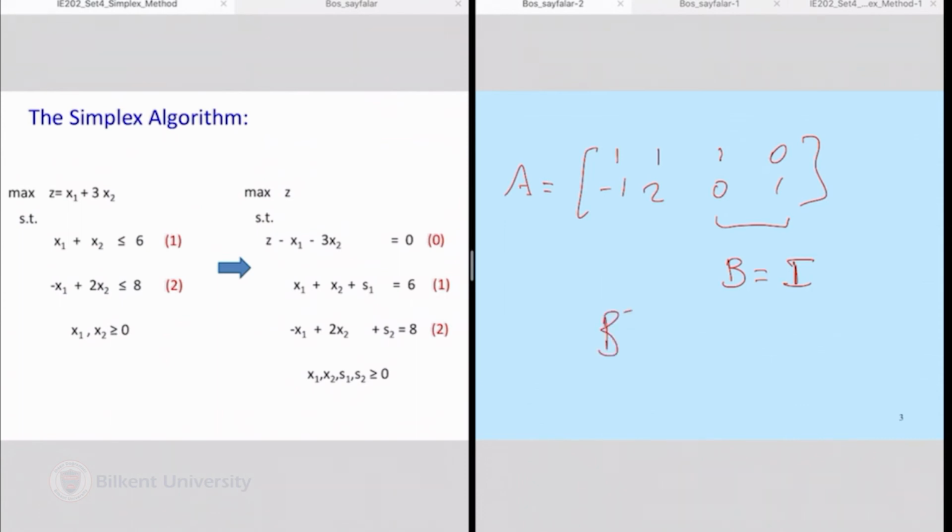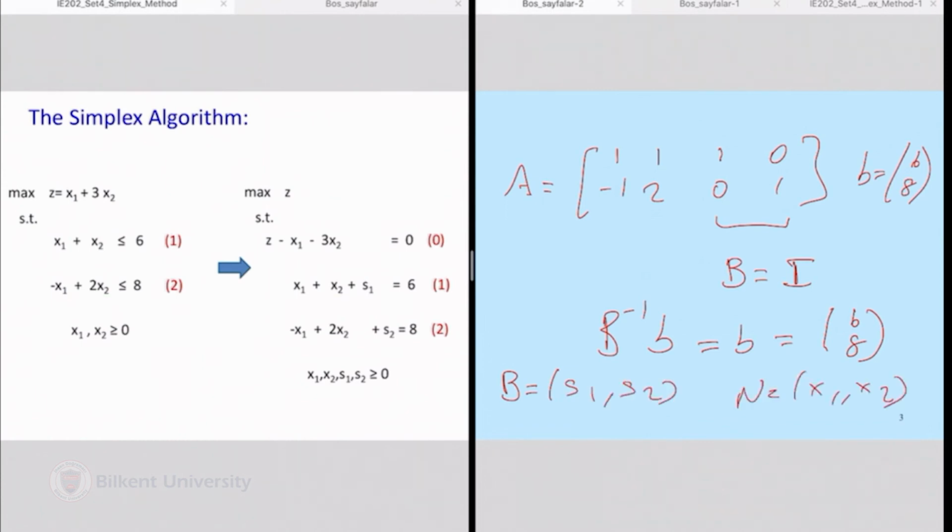What is B inverse B? My B matrix is the right-hand side, 6 and 8, so B inverse B is the same as B, which is 6 and 8. Okay? So if I start out with the initial basic feasible solution in which basic variables are S1 and S2, and non-basic variables are my original X1 and X2, it's a proper starting basic feasible solution, correct?